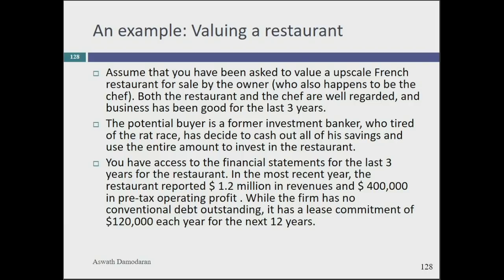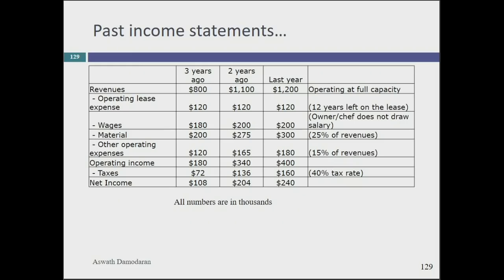In the most recent year, the restaurant reported $1.2 million in revenues and $400,000 in pre-tax operating profit. It has no debt outstanding, but it has a lease commitment of $120,000 each year for the next 12 years. So you know the financials, you know what they owe. Let's do a valuation of this. Let's start by looking at the past income statement. So basically, you see the income statement from last year. It does look like you made $400,000.